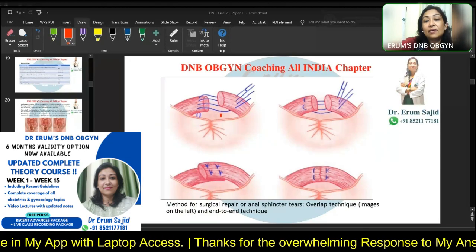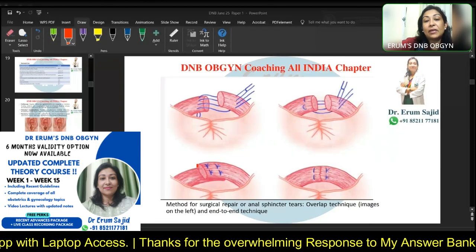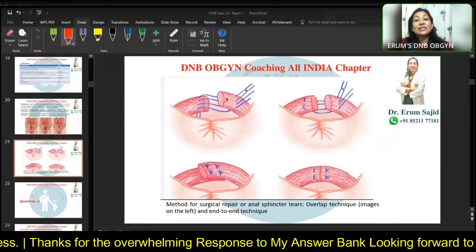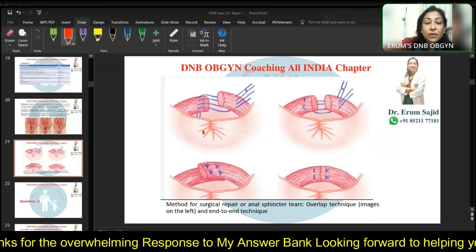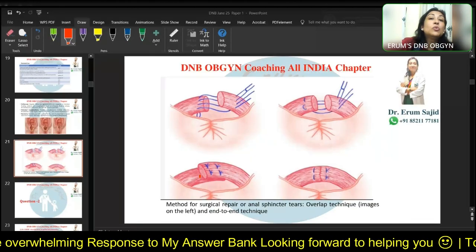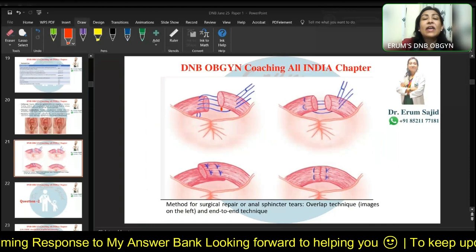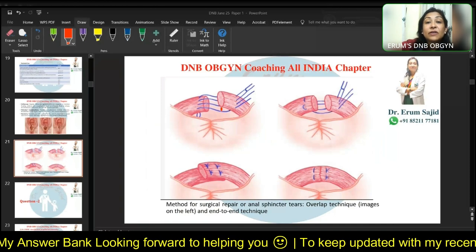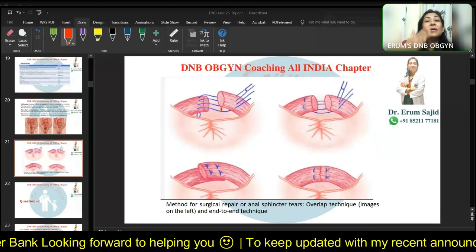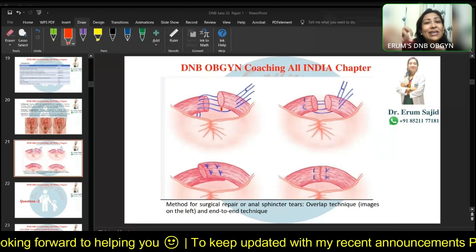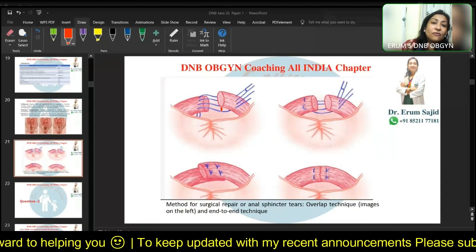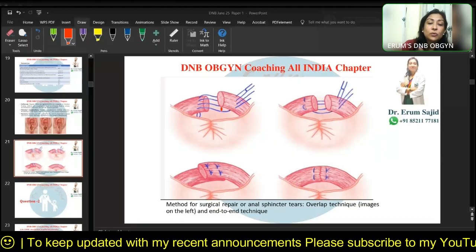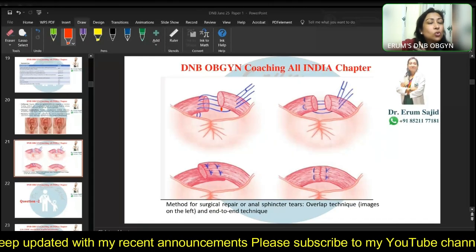Now, this is end-to-end repair. This is overlapping repair. Remember, end-to-end repair will always be done when it is a complete cut. Overlapping, we usually don't do. End-to-end is very safe because for everything, for the internal anal sphincter, you can say end-to-end repair. For mucosa, you can say end-to-end repair. For the external anal sphincter, you can say end-to-end repair. Overlapping repair is highly limited. Only in certain cases, the external anal sphincter can use the overlapping repair, so don't mention it.